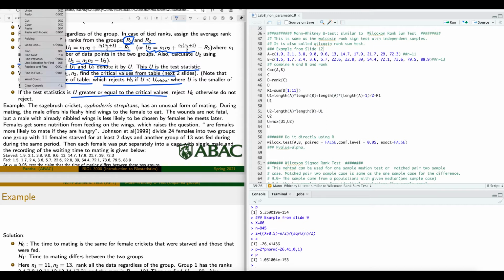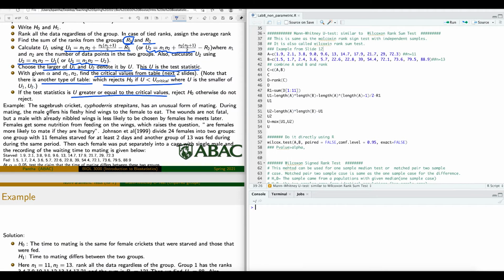So what do you see here in this example is that the sagebrush cricket has an unusual form of mating. During mating, the male offers his fleshy hind wings to the female to eat. The wounds are not fatal, but a male with already nibbled wings is less likely to be chosen by females he meets later. Females get some nutrition from feeding on the wings, which raises the question, are females more likely to mate if they are hungry?